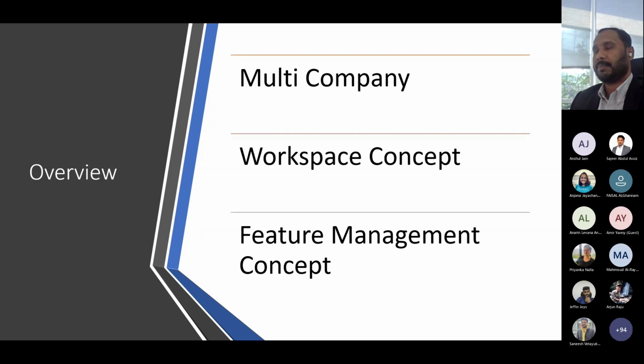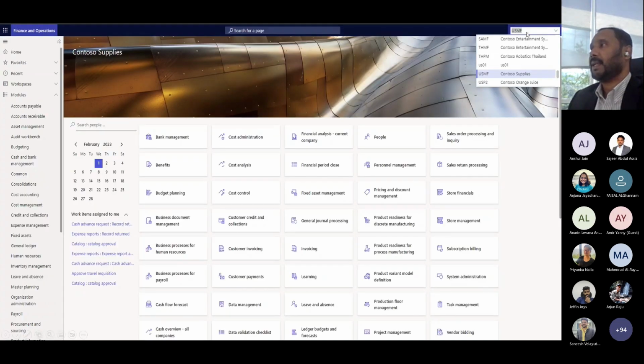Then there is the feature management concept. As Anish said, Microsoft is releasing new functionalities periodically, so frequent releases are coming. Earlier, in the AX 2012 version, to get a new feature you needed to upgrade to the newer version, which was a time-consuming and effort-taking process. Now with Dynamics 365, it is very user friendly. There is a feature management workspace where you can enable or disable functionalities as per your convenience and requirement. So as I said, we move to here.